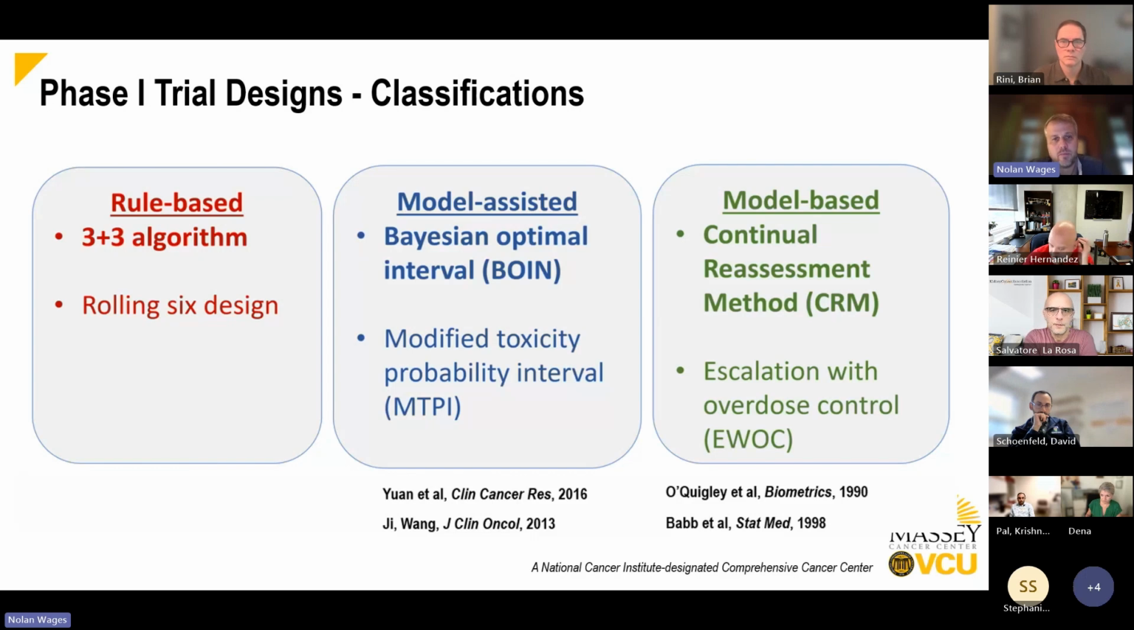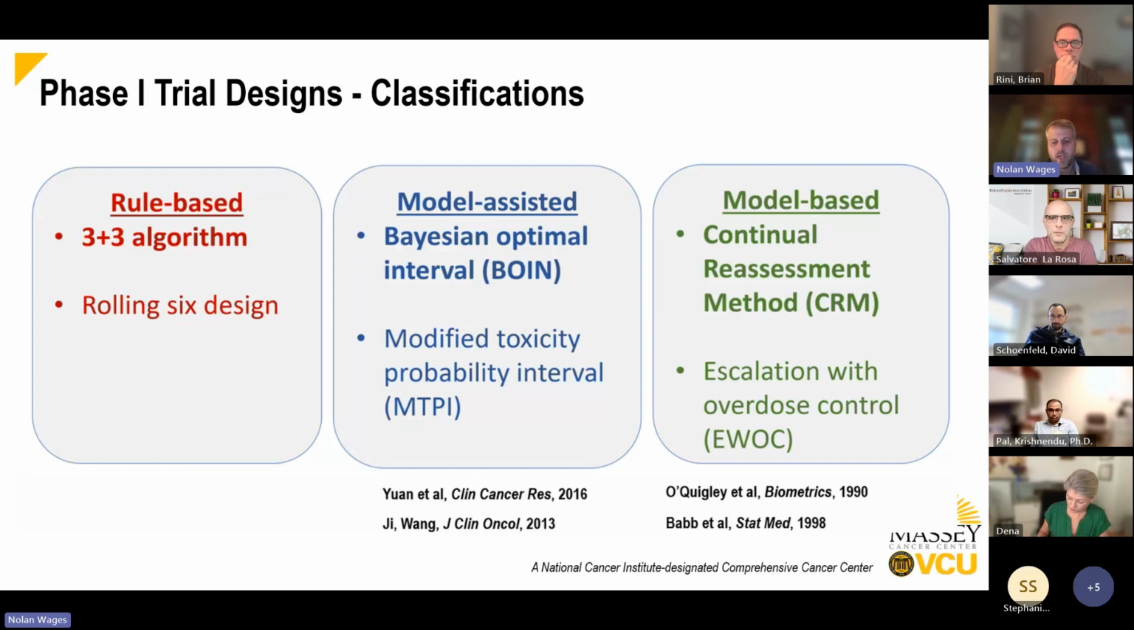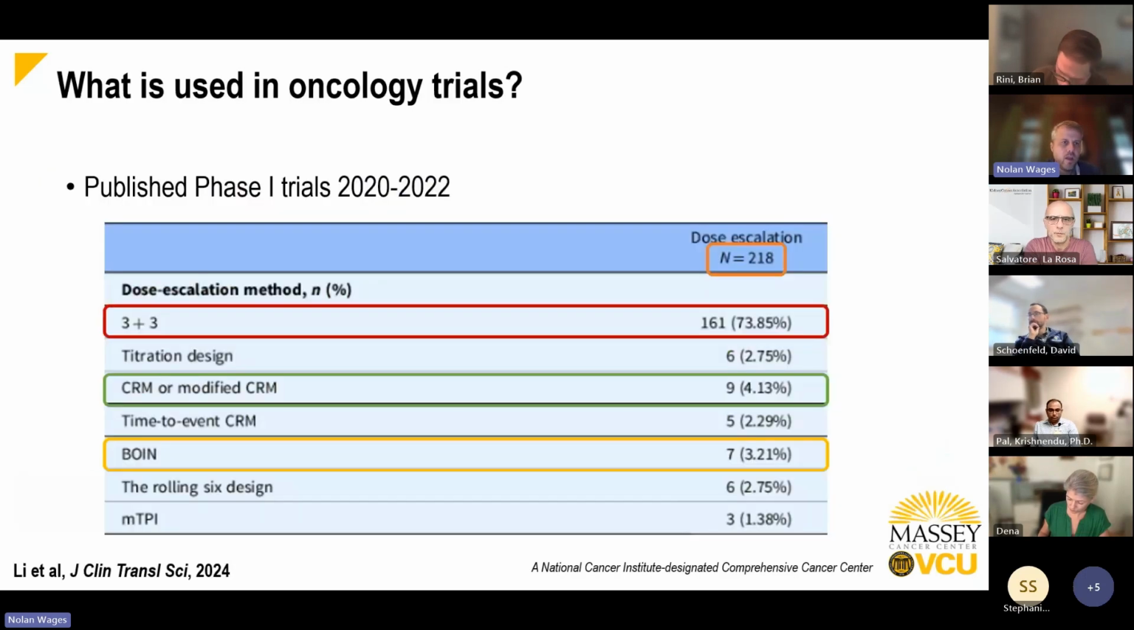And one of these is the Bayesian optimal interval method, or BOIN. You might have heard of that one. And before it was the MTPI, modified toxicity probability interval method. So we're going to talk about each of these classes of designs, and then we're going to focus our attention on model-assisted and model-based for extensions to more complex problems that we might encounter in this space.